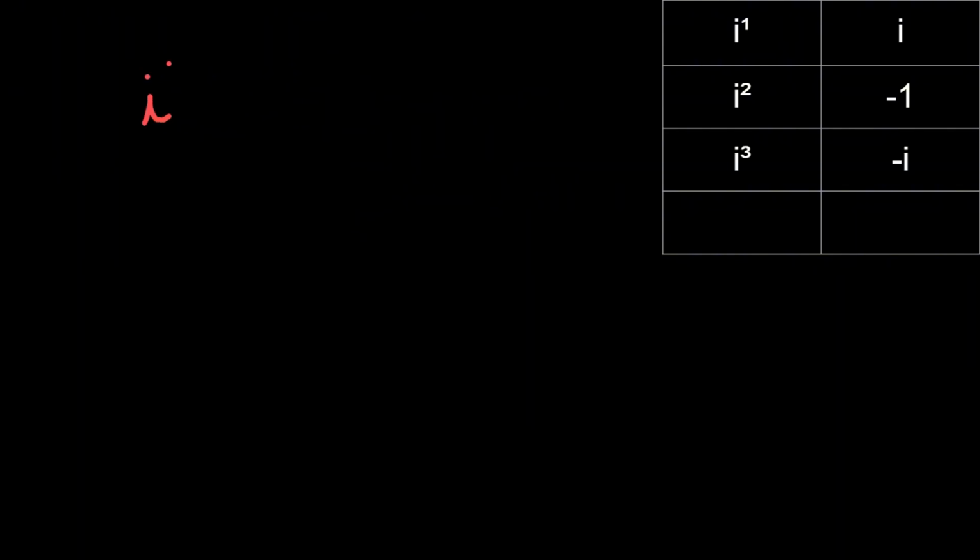Are you following? i to the fourth. Now, we could split that up into i to the third and i to the first, but it might make a little bit more sense if we split it up into i squared times i squared, because what is i squared? Well, i squared is -1. And what is -1 times -1? It's 1.